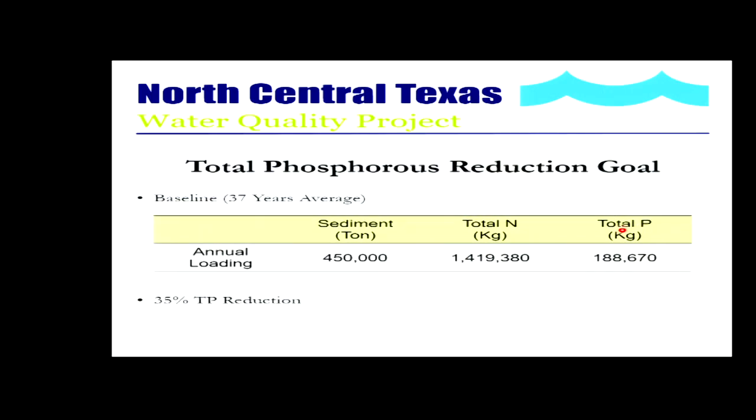So let's say if you want a 35% total phosphorus reduction, this is the baseline over 37 years, this is the amount of total phosphorus coming to the lake every year. You have to reduce this by 35%. So that's the goal. This is how much sediment, and this is how much nitrogen.